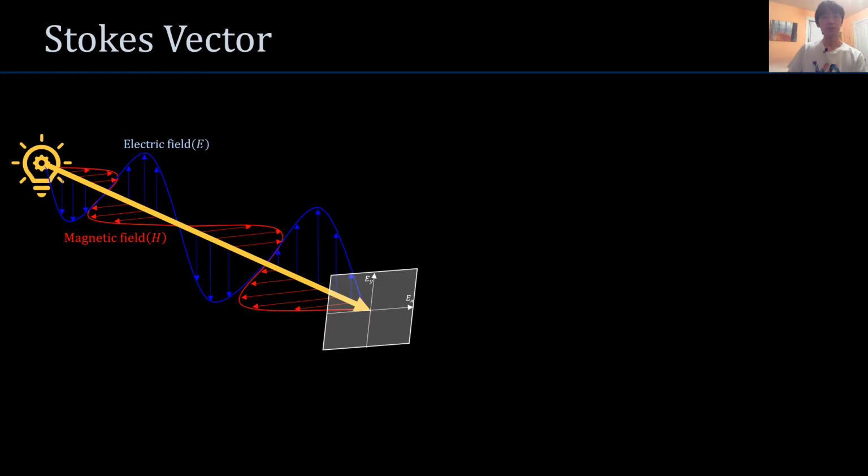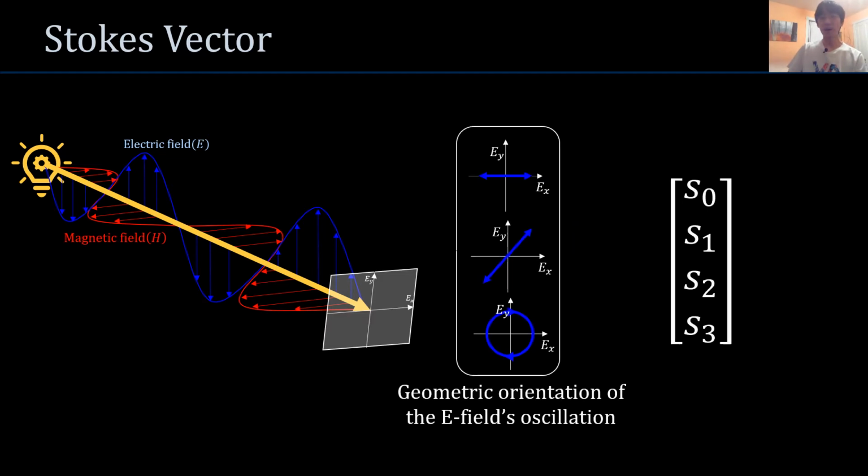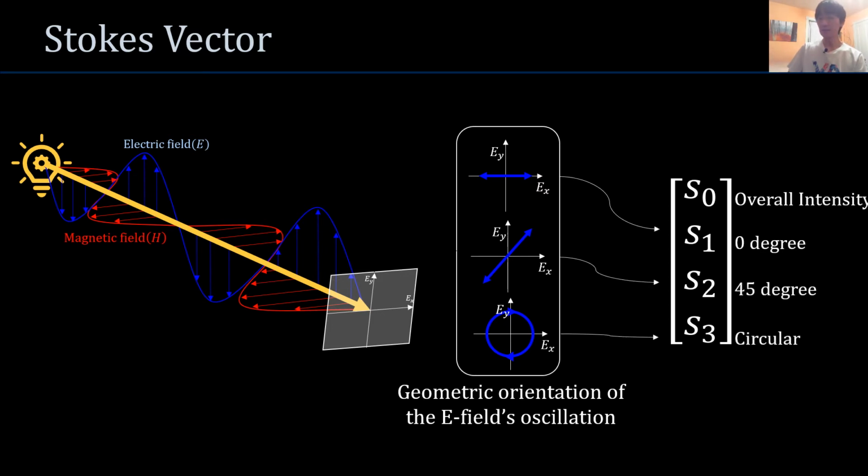Any polarization state of light can be described as a 4x1 vector called Stokes vector, where each element means intensities of light and 0, 45 degrees linear components and circular component.